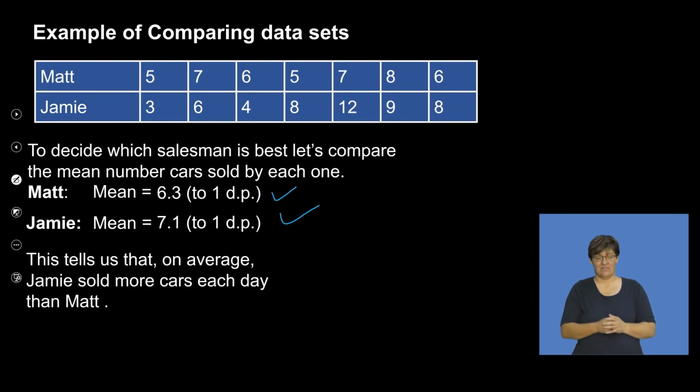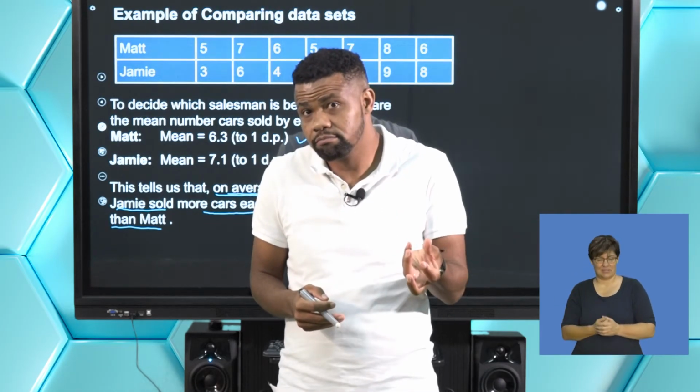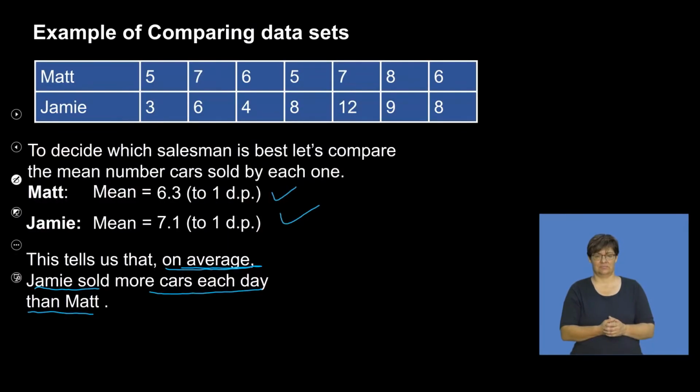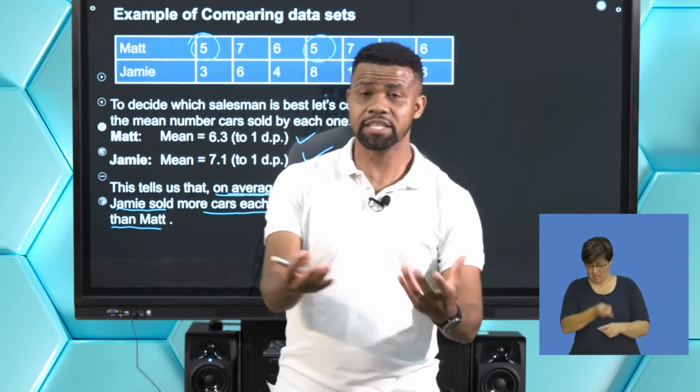So this tells us that on average, Jamie sold more cars each day than Matt. That's the meaning of this. Just on average. So that's one measure we used. So can we look at something else? There's no mode for both. If you look at Matt, the mode is a 5. Does it tell anything? Under Jamie, there's no mode, no frequent number that occurred the most. So I don't think we can make any analysis from that.